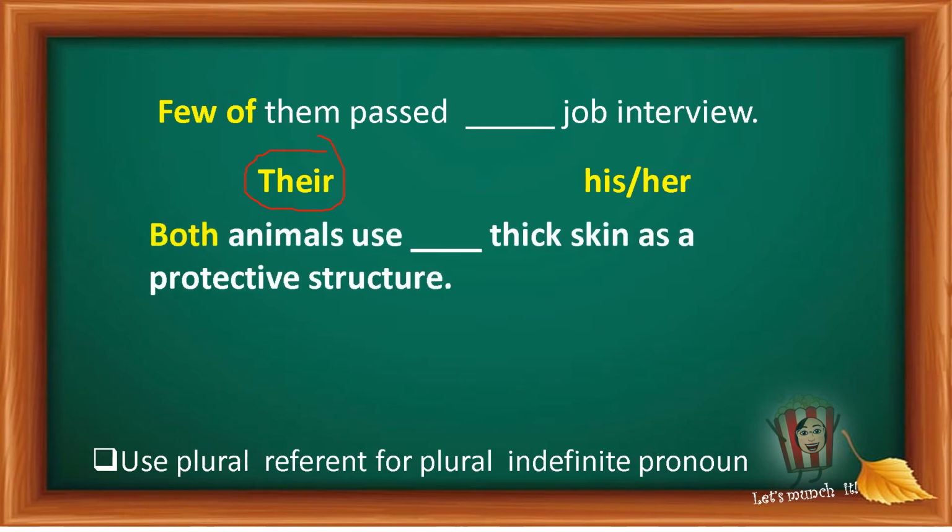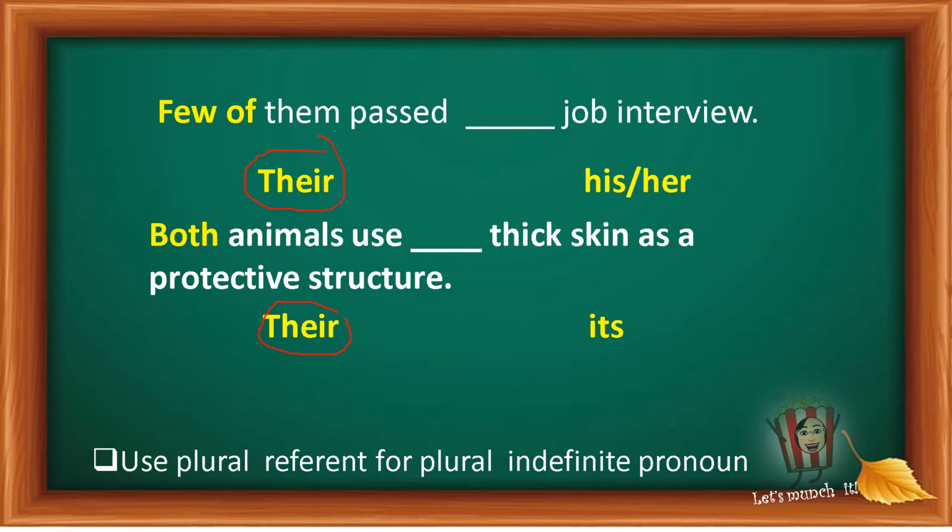Next example. Both animals use blank thick skin as a protective structure. Should we use their or should we use its? In this one, we have to use the pronoun their. Both animals use their thick skin as a protective structure.